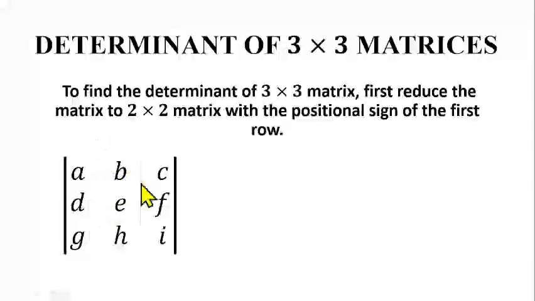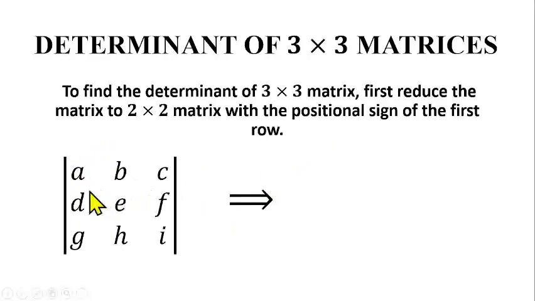This is a 3 by 3 matrix, with A, B, C, D, E, F, G, H as the elements in it, and you're having this straight line, which means the determinant of this 3 by 3 matrix. Now this 3 by 3 matrix has positional signs. That is, each of these elements has a positional sign. They have signs that are not revealed to us. They have the sign of the position they occupy.